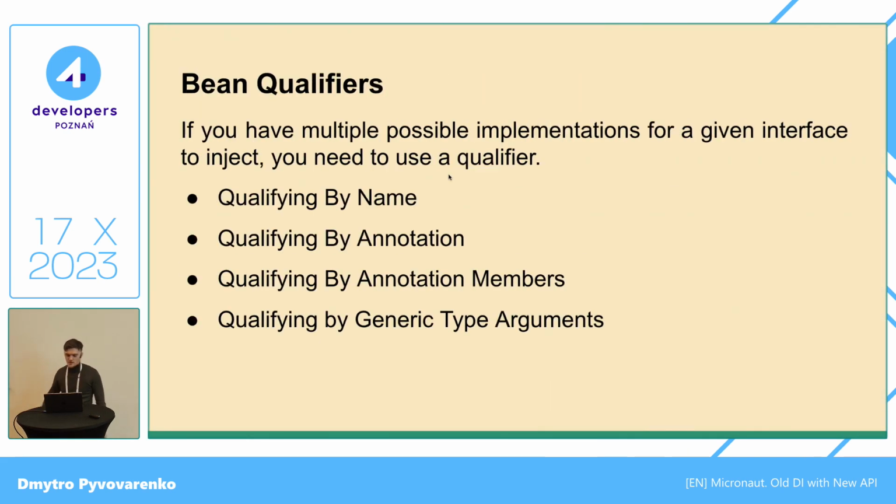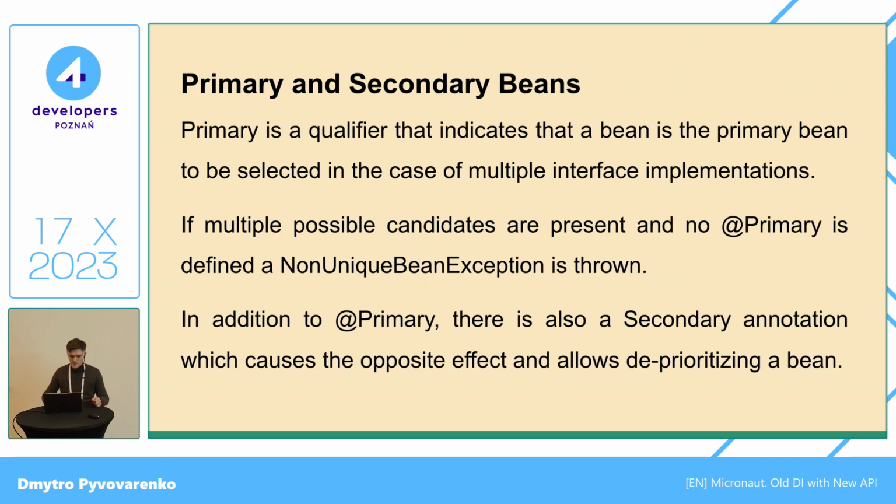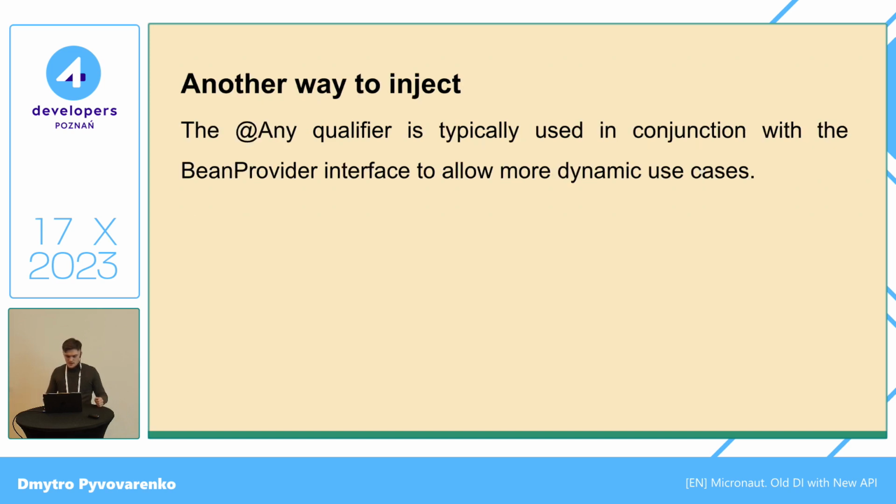And yeah, there is another binding by generic type arguments, but honestly, I don't see any reason to show it, because it's a really rare case, to my mind, that we can use in production or somewhere. It's not really applicable. So primary and secondary beans, we mentioned that, and Any.